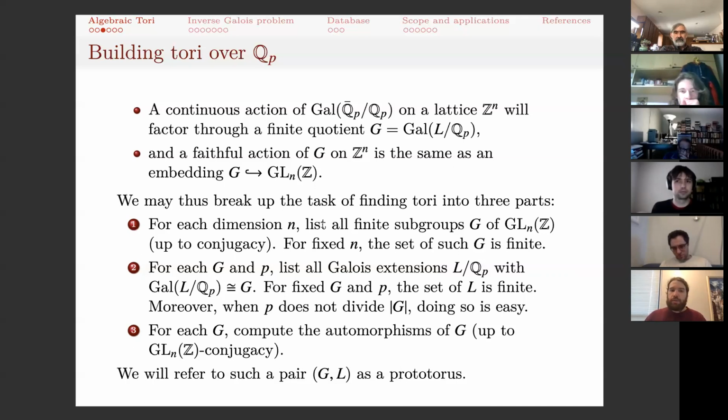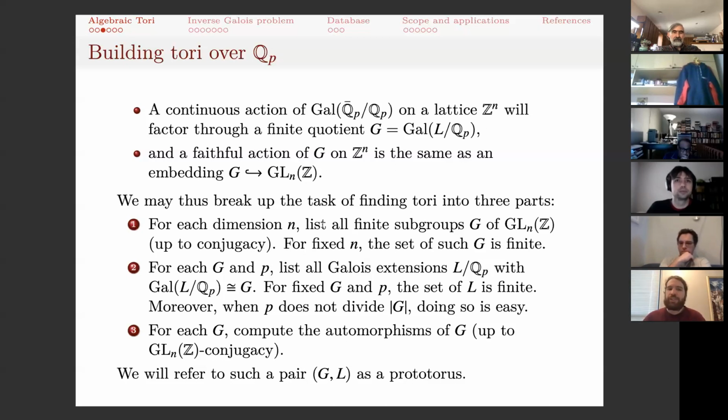For each pair of G and p, we can try to list all Galois extensions of Q_p whose Galois group is isomorphic to G. So this is some sort of explicit version of the inverse Galois problem: given a finite Galois group, produce the fields with that Galois group. Again, for fixed G and p, the set of L is finite. And when p doesn't divide the order of G, then these extensions are what are called tame, and so we understand them pretty well. We can write down what they look like.